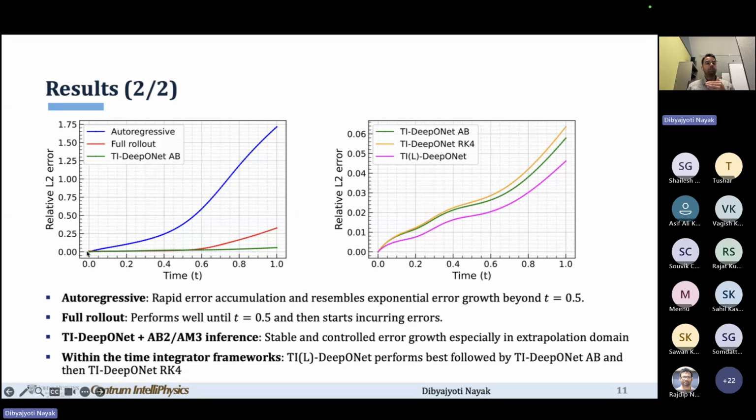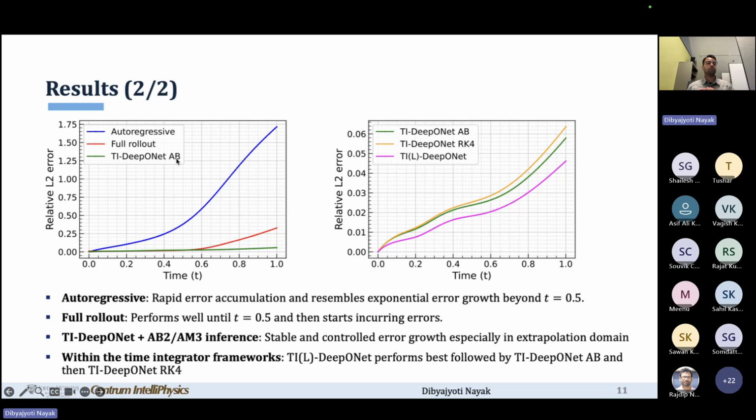Next, as I said, we will move on to the relative error plots. On the left, as you can see, we compare DeepONet autoregressive, DeepONet full rollout, and TI-DeepONet AB. By TI-DeepONet AB, what I mean is, this is one of the flexibilities of the architecture, that the ODE solver can basically be anything. So during training, let's say we use RK4 to do the numerical time integration, but during inference, we can essentially use a different order scheme. So that's exactly what we did.